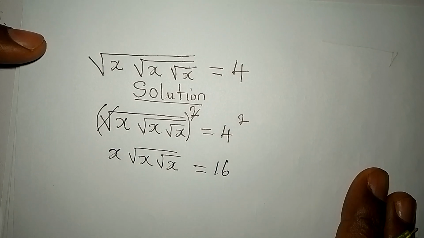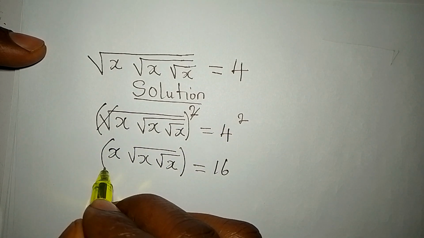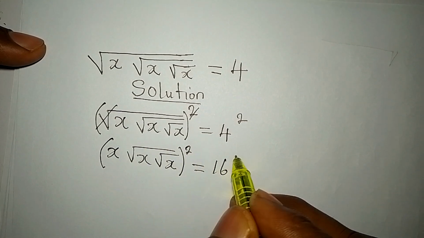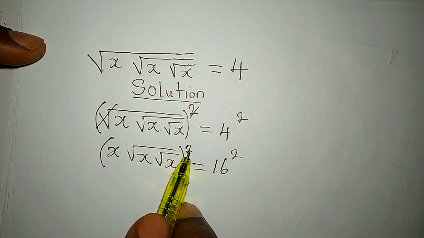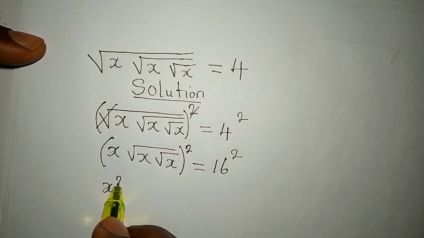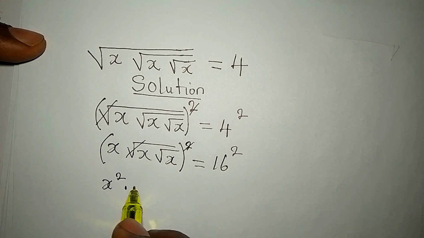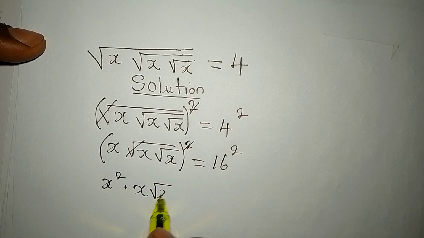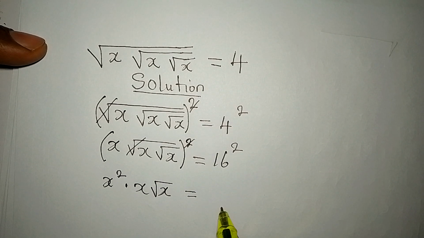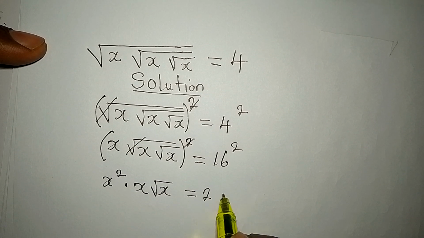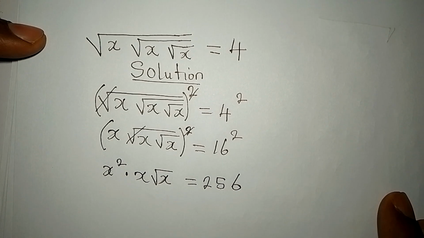Okay, now from here we can still square both sides. Square this and square this. Now this x will be raised to the power of 2, so we have x squared first, then this can now cancel this, then we have x root x. This will now be equal to 16 squared, and 16 squared will give us 256, right? Now let's continue.